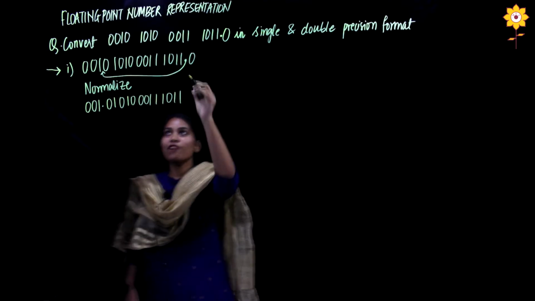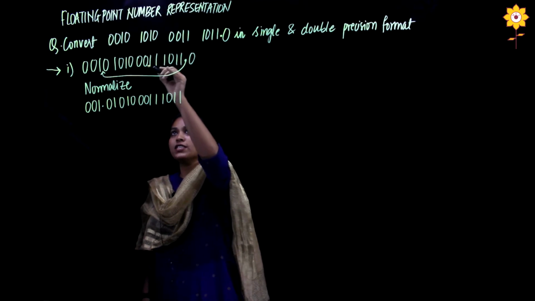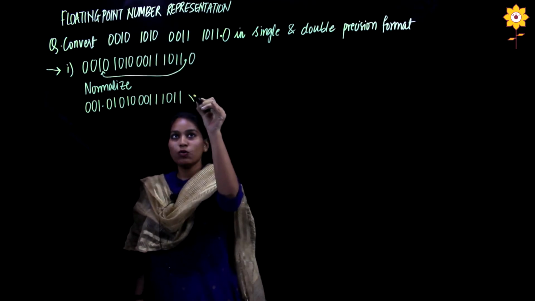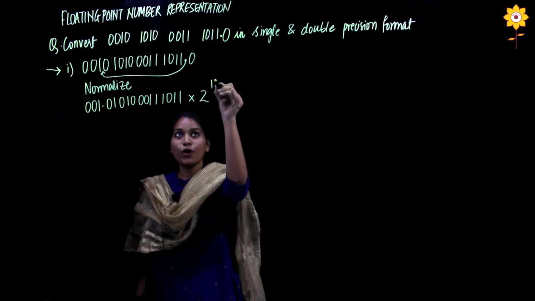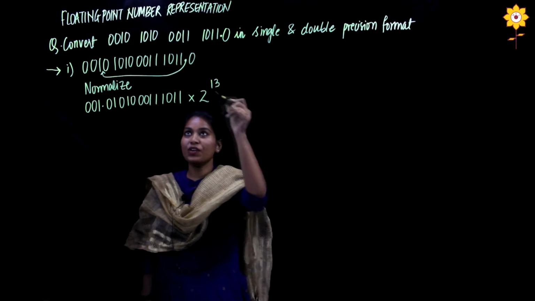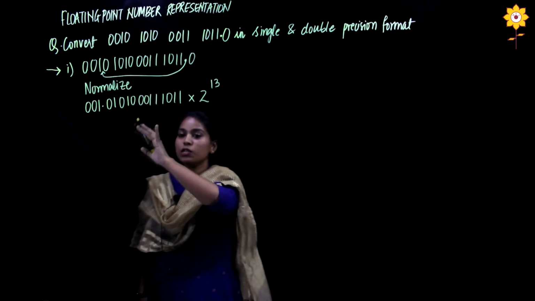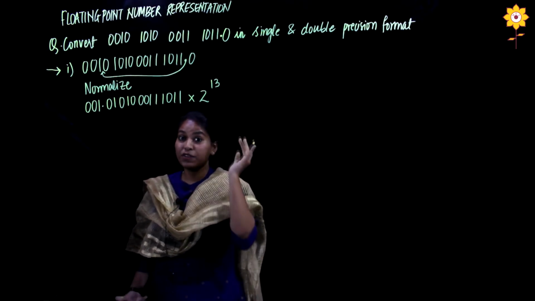Okay. So since we have moved the decimal point by how many places? 1, 2, 3, 4, 5, 6, 7, 8, 9, 10, 11, 12, 13 places. We'll have to adjust it. So we have 2 raised to the exponent. So exponent is going to be 13. Why 13? Because we have moved the decimal point by 13 places. Also the base of binary numbers is 2. That is why here we have written 2 instead of a 10, right?